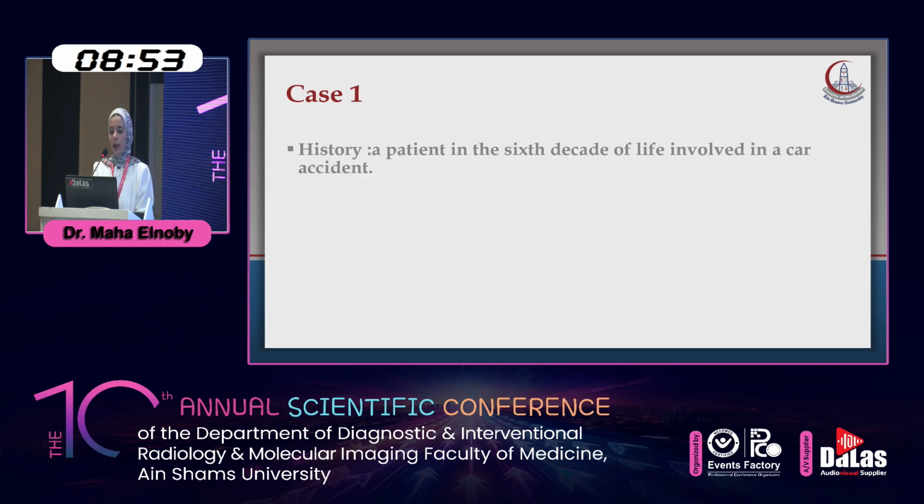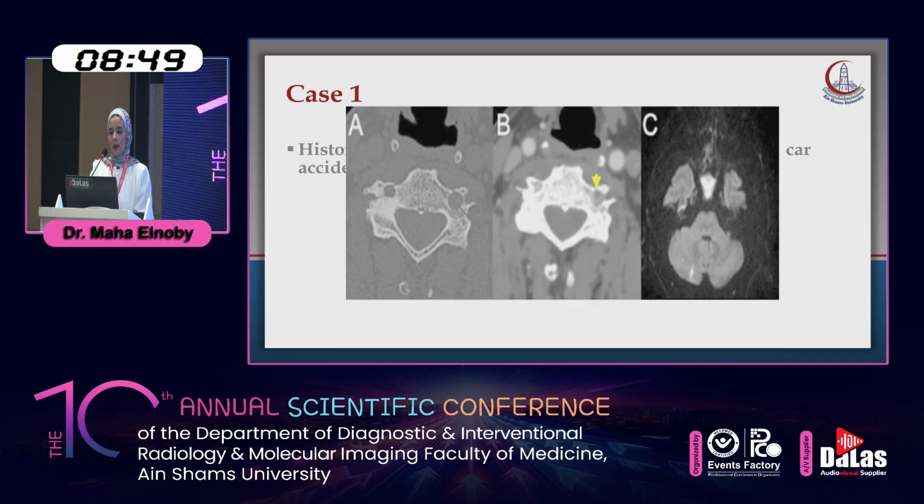Case number 1, history of the patient in 6 decades of life involved in a car accident. Here we see a non-contrast enhanced CT: bilateral fractures of the lateral mass of cervical vertebrae with involvement of the transverse foramina. When we make CT angiography, we can see that the right vertebral artery, the left vertebral artery shows lack of opacification with luminal narrowing more than 25%, which means that it is grade 2 Denver scale.